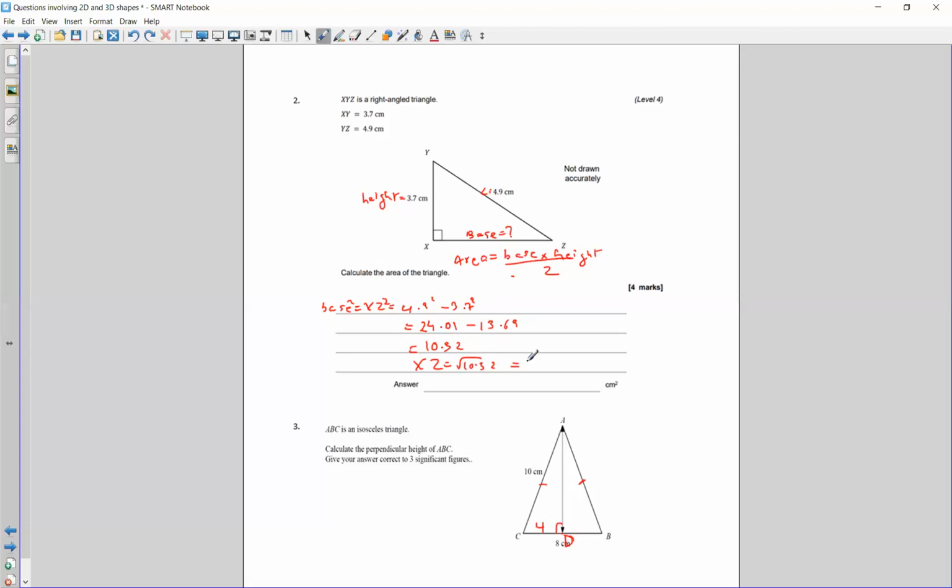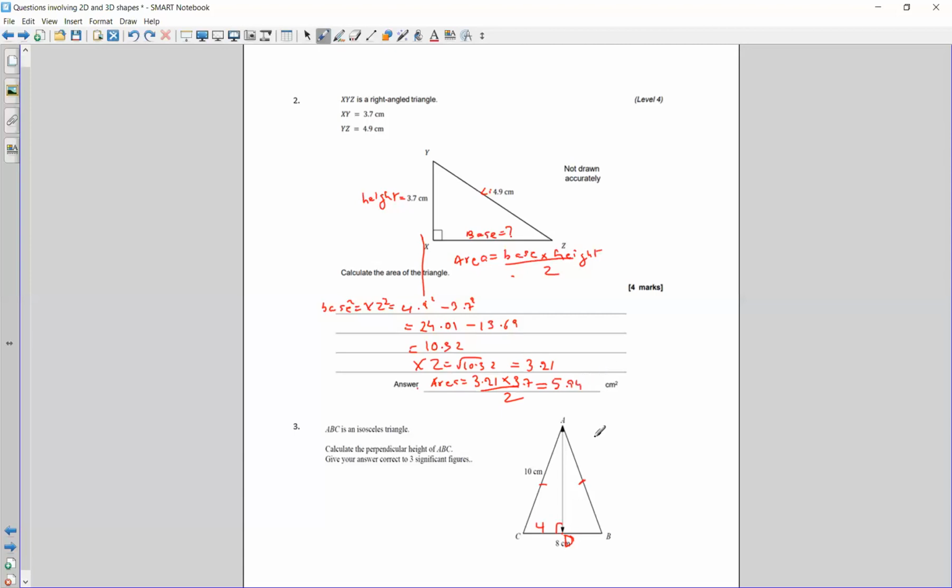which is 3.21. Okay. Now, in order to work out the area, you would have said that area equals 3.21 times the height, and the height is given as 3.7. Sorry about that. So this is 3.7, and then you divide by 2. You use a calculator to get the answer, and the answer will be 5.94 centimeters squared.